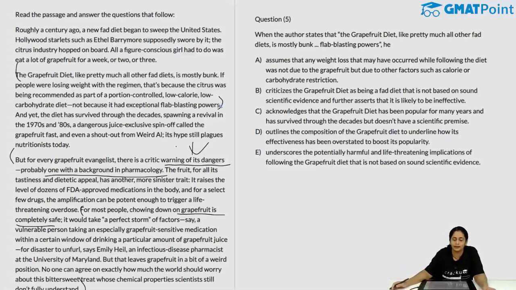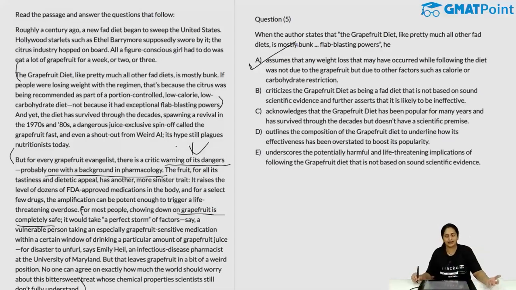So that is the point being made by those lines. So when he states that, what is he saying? He's saying that the grapefruit is ineffective. It was the other things that were part of your diet restrictions that essentially produced this. Assumes that any weight loss that may have occurred while following the diet was not due to the grapefruit, but due to other factors such as calorie and carbohydrate restriction. Exactly the case. He's saying that is the case.